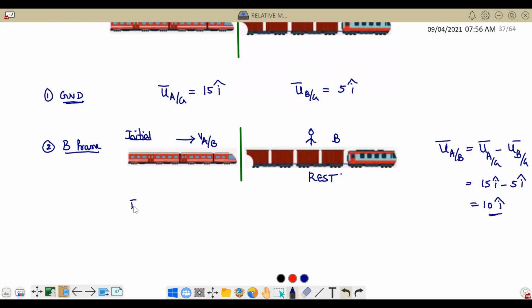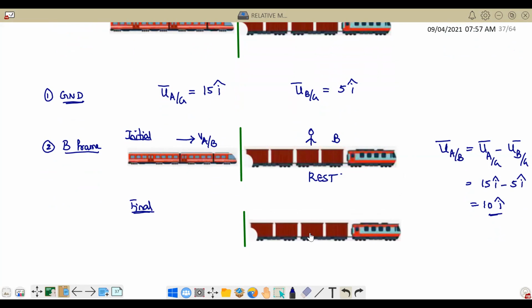Now finally, what is the state? Finally, train B will not move. So train B will be here only. It's not moving, see here. Only train A will move like this.